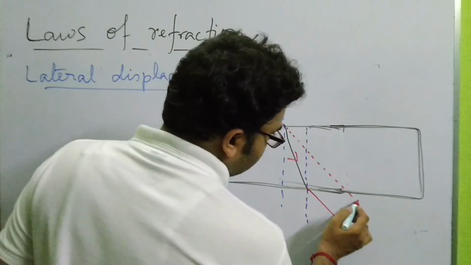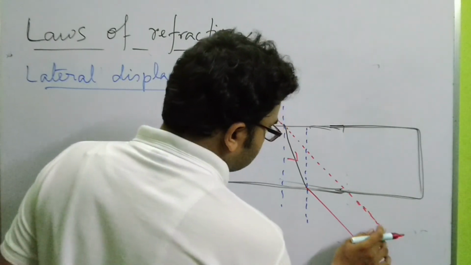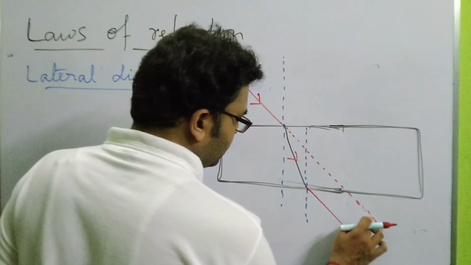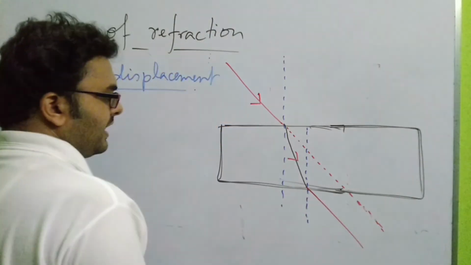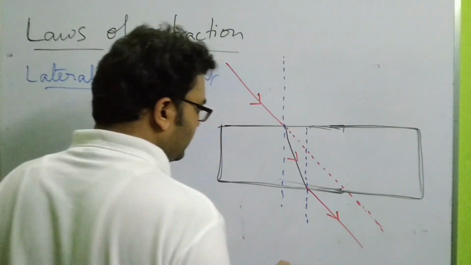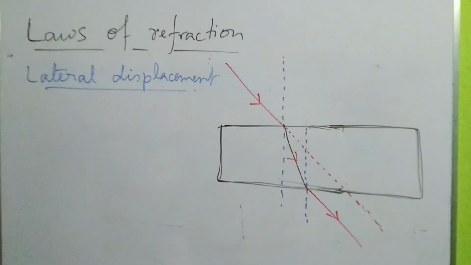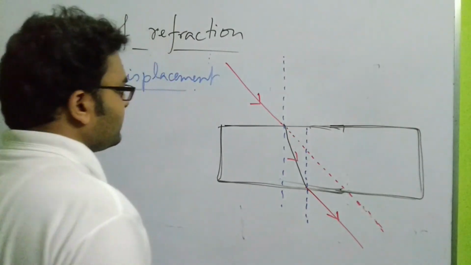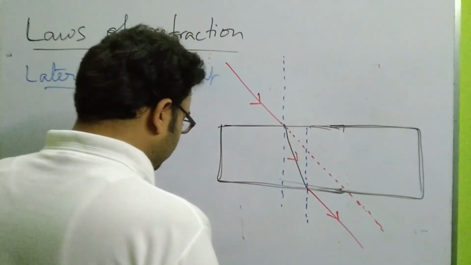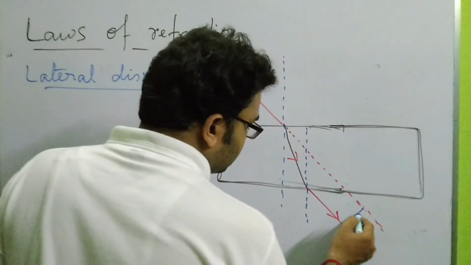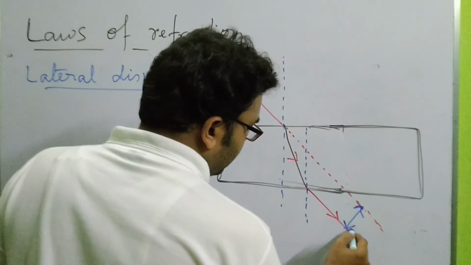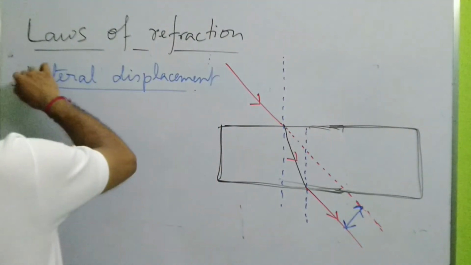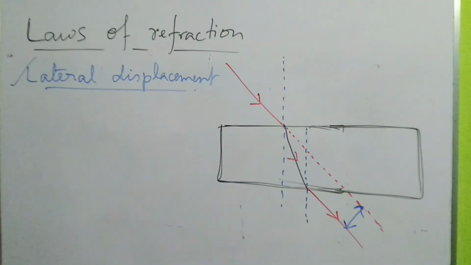So actually what I am trying to say is that had the glass slab not been placed here, the light would have gone in the direction shown by the dotted line. But due to the glass slab, the light is passing parallel to the actual path of the incident light, but slightly displaced, parallelly displaced. So this perpendicular gap is called the lateral displacement. Okay, so I think the concept is clear.